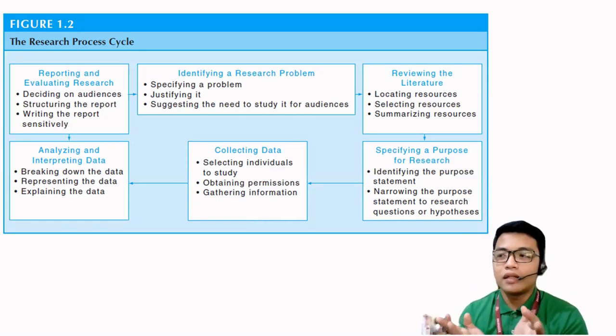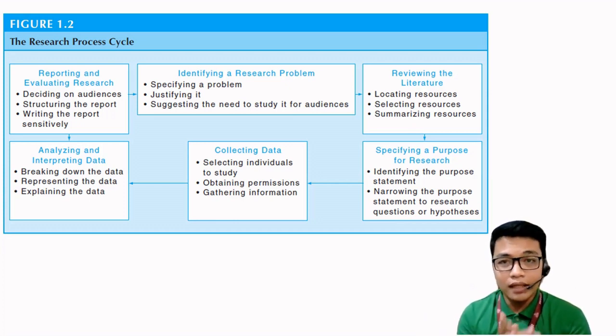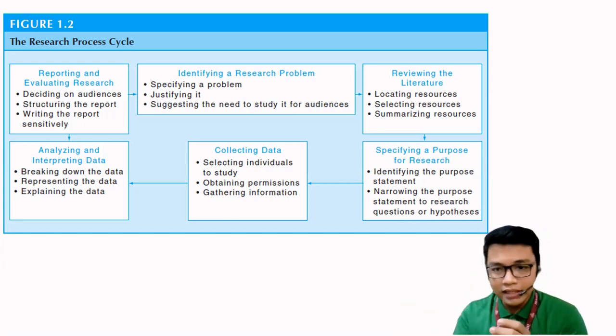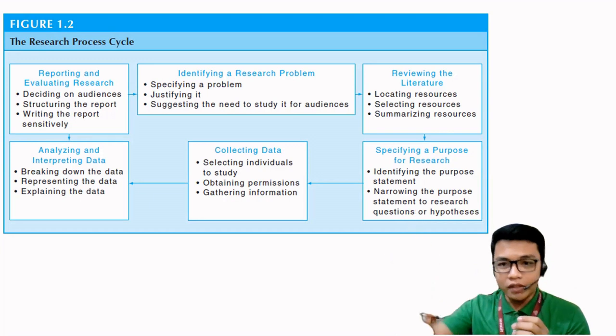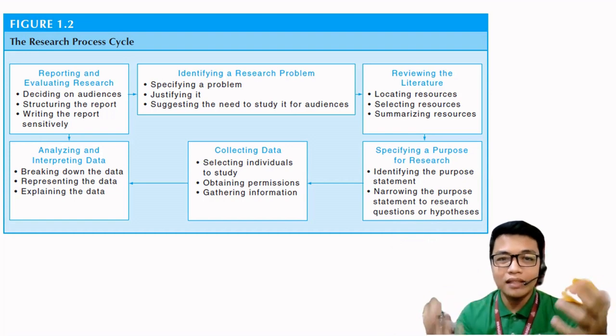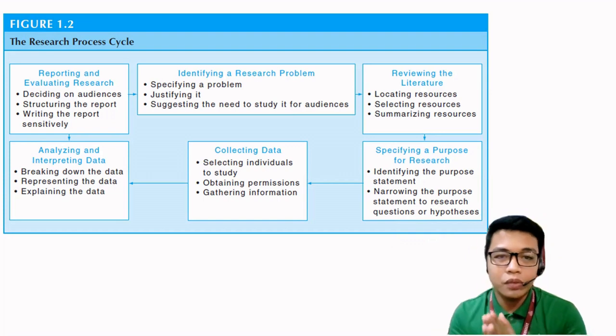Just like Kothari, Creswell intended the process to be a cycle rather than a linear progression, like Fraenkel and Wallen. But again, Fraenkel and Wallen can also be construed as a cycle. It's kind of like going up and then going back down and going up. But Kothari and Creswell immediately made it a cyclical process.